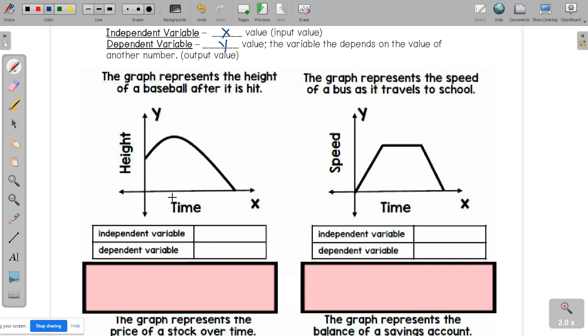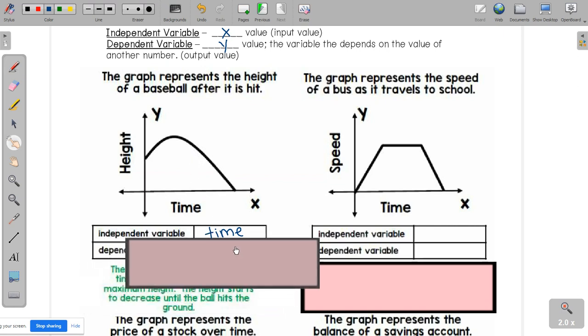This first graph represents the height of a baseball after it's hit. So after it's hit, it's up in the air and it's coming down. So we have the two variables of height and time. Our independent variable is time, and then our dependent is height. So the height of the ball always depends on the time.